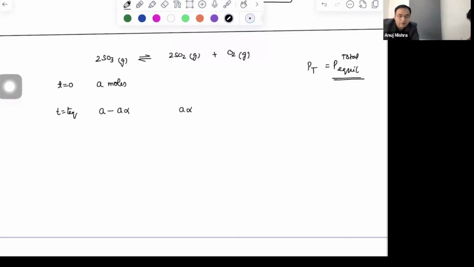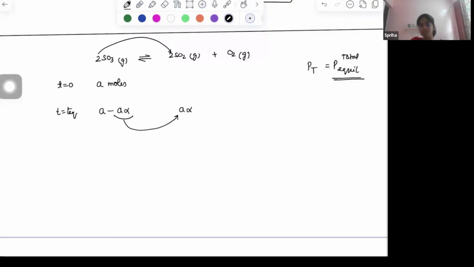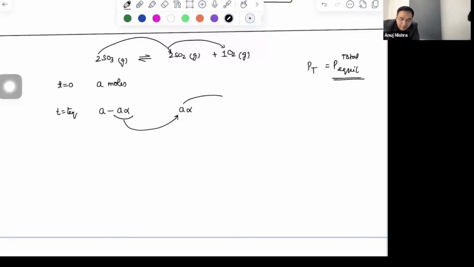ऐसा क्यों लग रहा है कि आपको अल्फा होना चाहिए? If this goes 2, how much of this forms? 2. इसका कितना जा रहा है ए अल्फा, तो ये कितना बनेगा? A alpha. अच्छा, अगर ये 2 बनता है तो ये कितना बन रहा है? 1. तो अगर ये ए अल्फा बन रहा है तो ये कितना बनेगा? अगर ये 2 बन रहा है तो ये 1 बन रहा है, अगर ये ए अल्फा बनेगा तो ये कितना बनेगा? A alpha by 2.